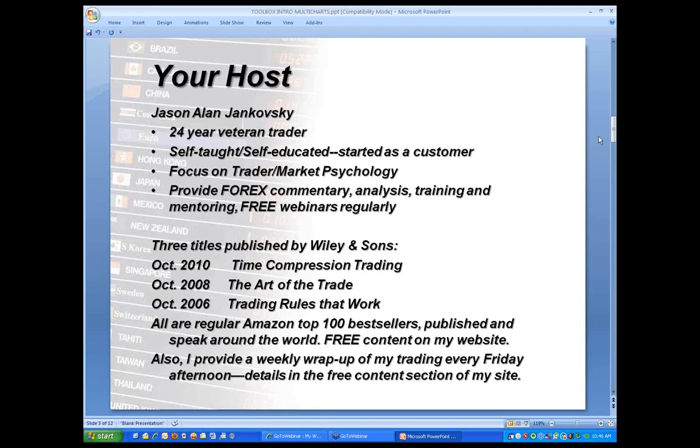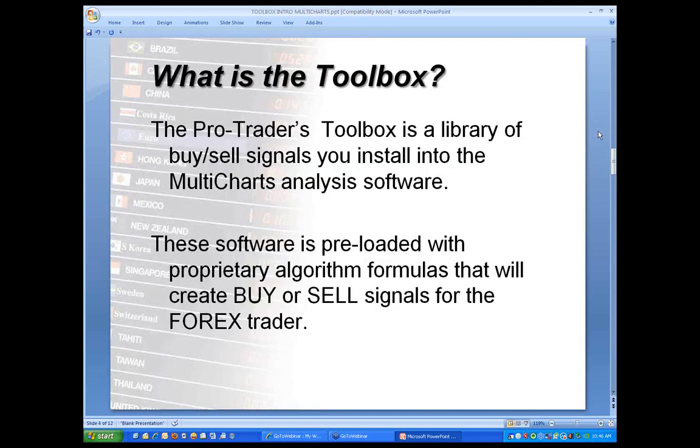The Toolbox attempts to quantify trader and market psychology as best as we possibly can at this moment in time, me personally. I've got 3 titles published by Wiley. Some of you may have read them. If not, feel free. My latest book, Time Compression Trading, published last year, October 2010, is a real critical look at the relationship between winners and losers in the market. And the Toolbox, of course, we're using that to help us find a lead on the market to be winners more often. And that is really the entire crux of what we want to talk about today with regards to the signals.